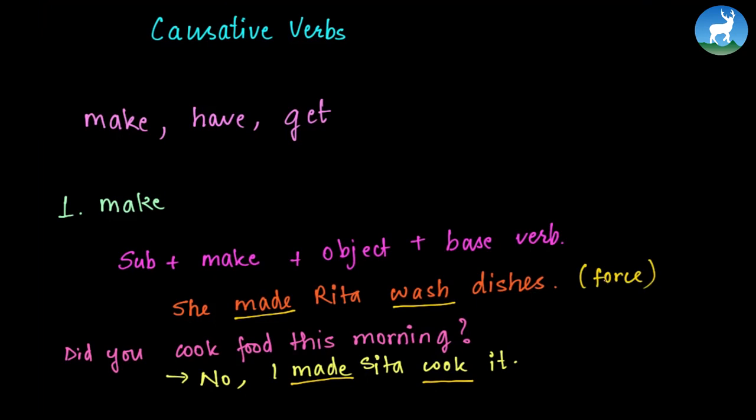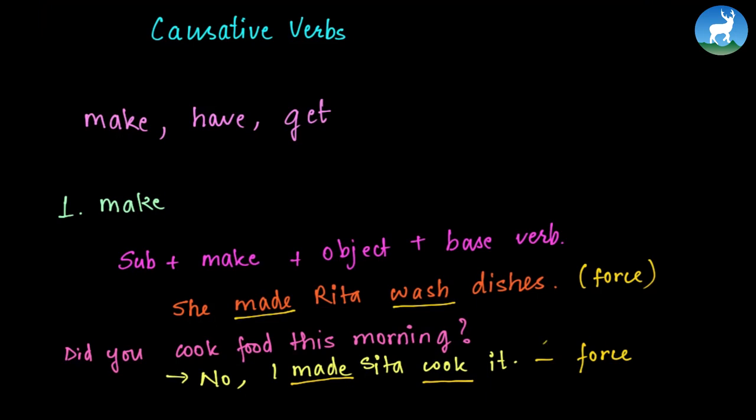So she made Rita wash dishes is forcing. So somebody made Rita wash dishes. Somebody is forcing Rita. Similarly, no, I made Sita cook it also seems like a force. So you are making Sita cook food forcefully.